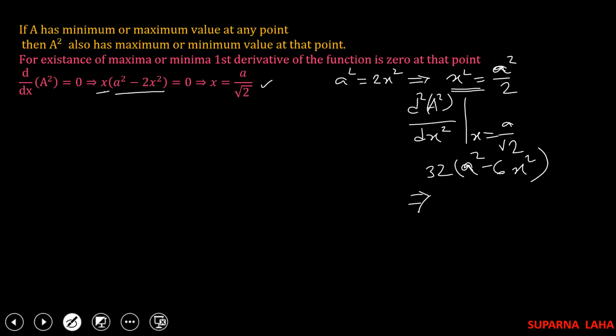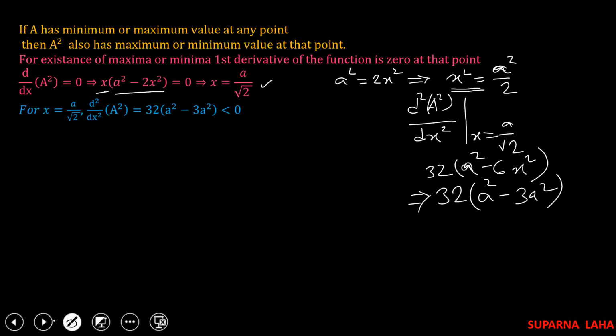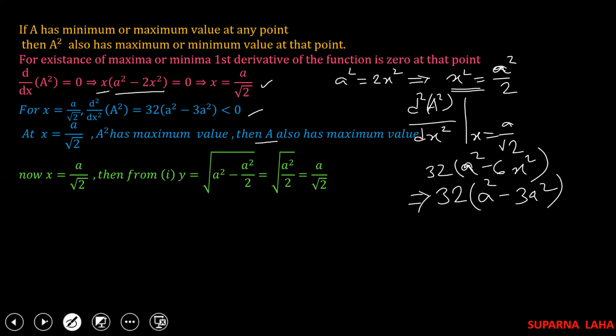These both are equal. 32 into a square minus 6 into a square by 2, that is 3a square. So look, a square minus 3a square, that is minus 2a square. So if we put the value, that will be negative since it's coming in minus. Now if it is negative, then I get the maximum value for a square. Hence I get the maximum value for this a also. So at x equals a upon root 2, we get the maximum value for this area A.